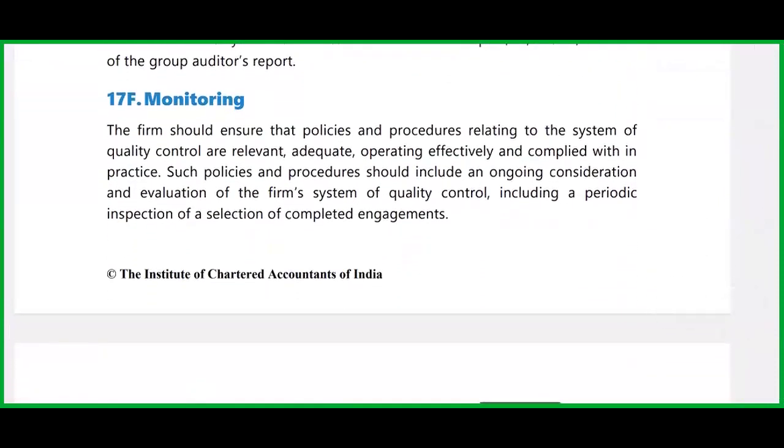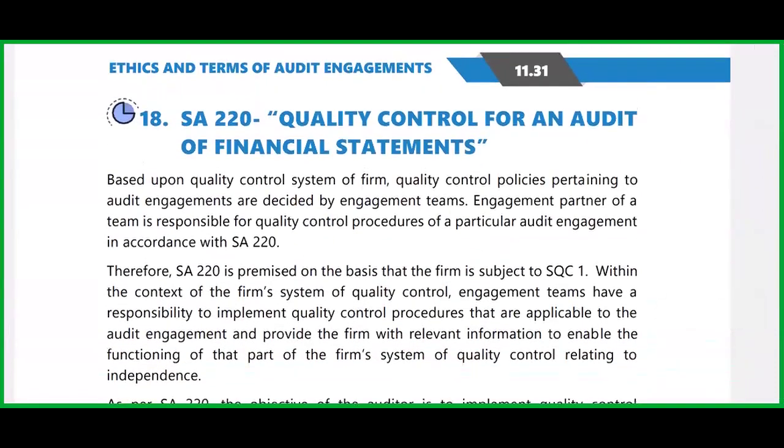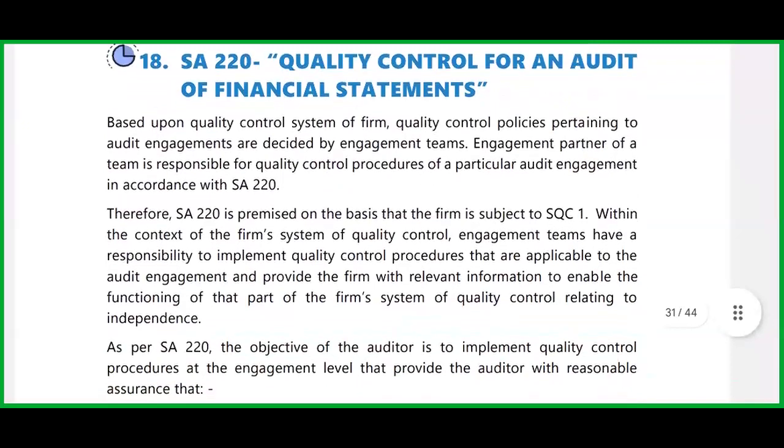Next one is monitoring here. The firm should ensure that policies and procedures are relevant, adequate, operating effectively, and complied with in practice. Then we come to SA 220, that is quality control for an audit of financial statements. So based upon the quality control system, all these systems should be in accordance with SA 220. They should be quality wise enough to maintain the financial statements of the company.